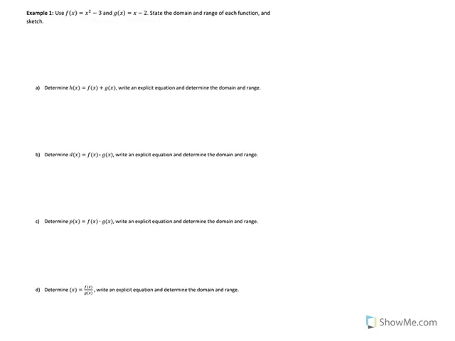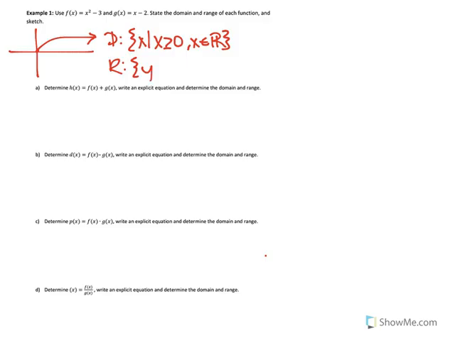Okay, next question. We have square root of x and x subtract 2. So the square root of x, you should be able to visualize that graph. It starts at 0 and then it goes like that. So our domain is x such that x is greater than or equal to 0. And same with our range.